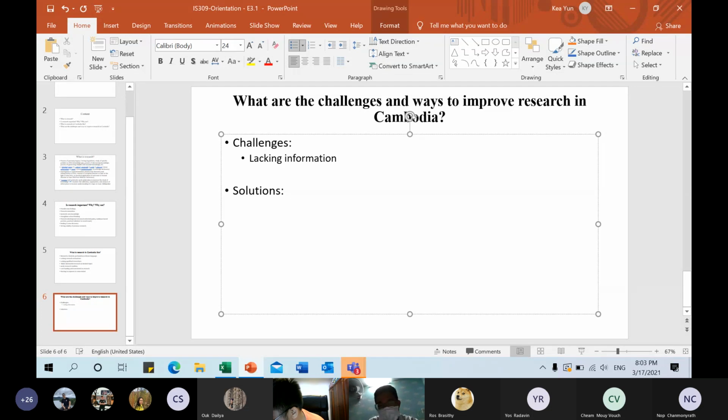Okay, good point. Next, I want to add that we take a lot of time to complete one research paper. Yeah, that's right. Time consuming, right? Usually research is time consuming. But somehow this issue is not particular to Cambodia. It's a general issue of research. Lack of research skill and source of information. Okay, so lacking research skill.